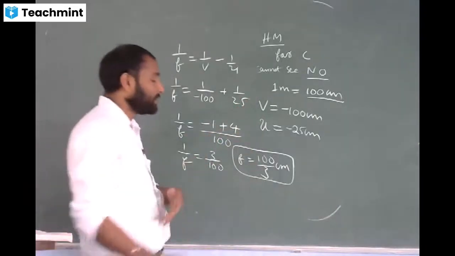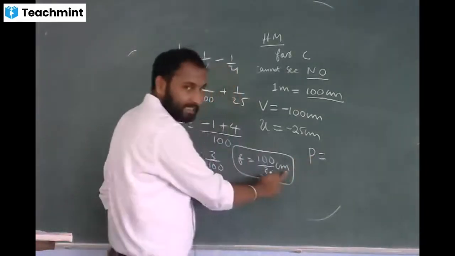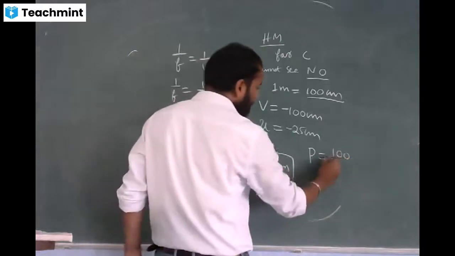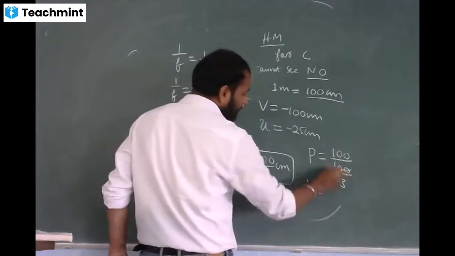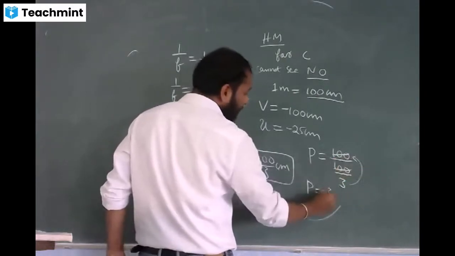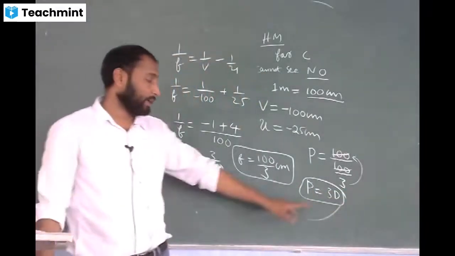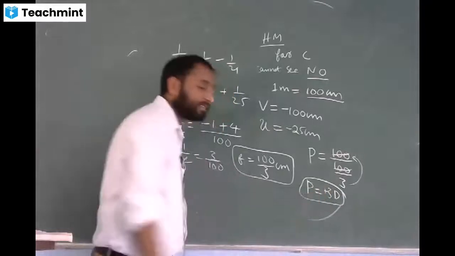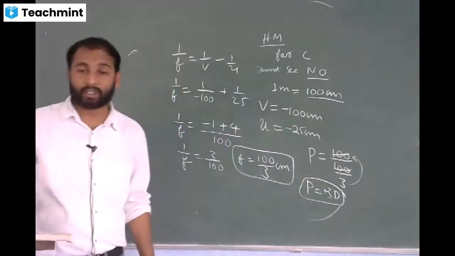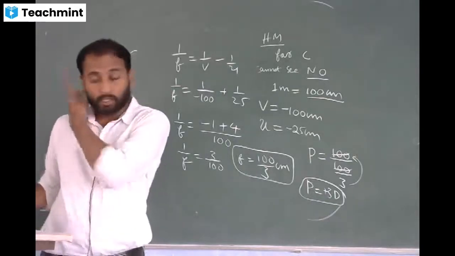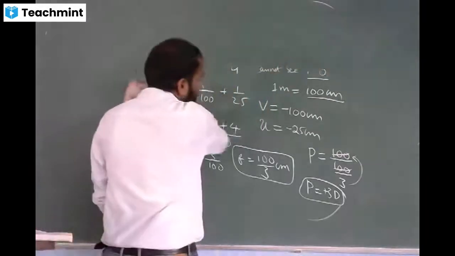But I want power. So power of the lens is equal to 1 by f, that is 100 divided by 100 by 3. The 100 cancels, and 3 goes to the numerator. So the power of the lens is 3 diopter. As it has a plus sign, the lens used to correct this defect is a convex lens. Understood? Yes, sir. Okay, we'll move on to the next problem.